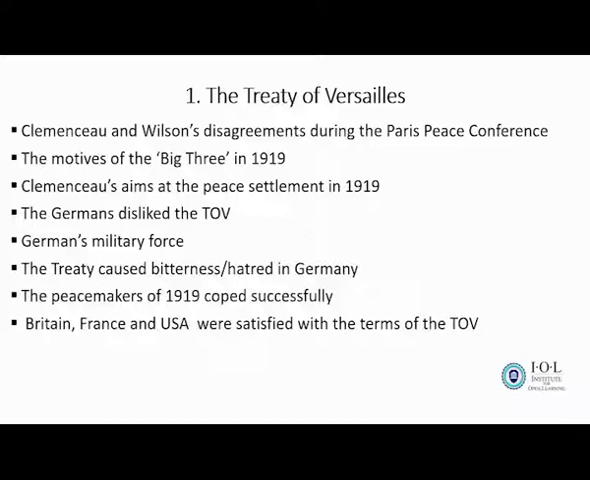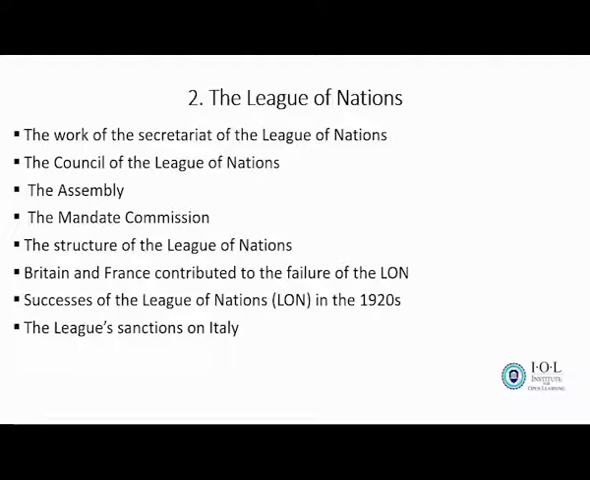Okay, now we have Britain, France, and USA. Were they satisfied with the terms of the treaty? No, France was satisfied. The other two were not satisfied because most of their aims were not taken into consideration. We have the League of Nations. The League of Nations, I told you, was the idea of Woodrow Wilson to bring peace in the world.